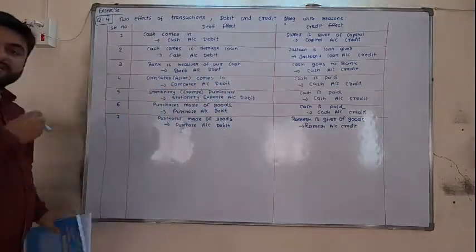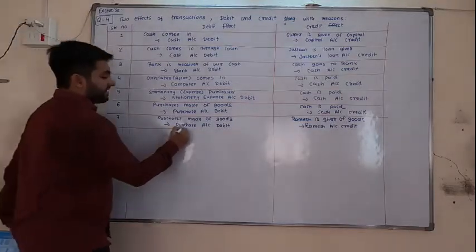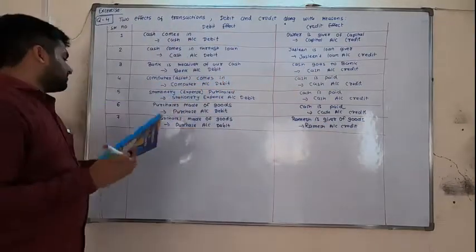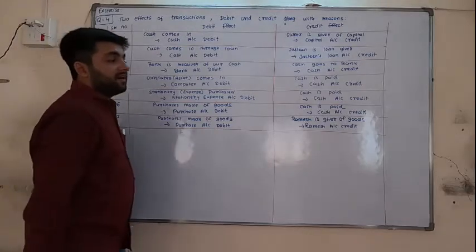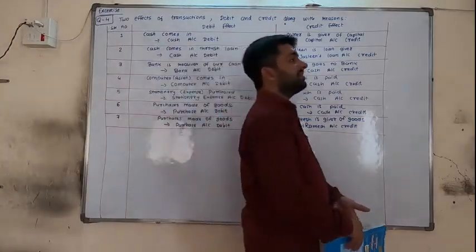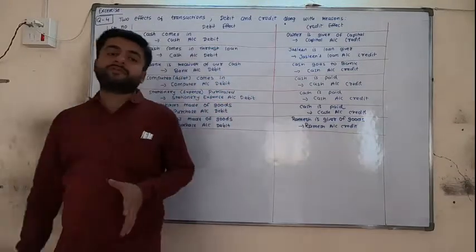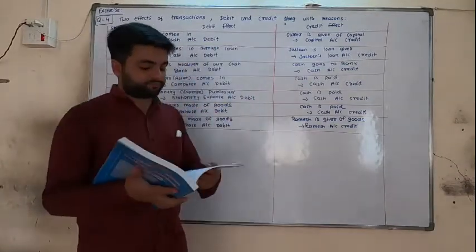A simple thing is only to be remembered. In transaction number 6 and transaction number 7, both transactions purchases are made, but in the 6th transaction no name was given, nothing was given, so cash is being paid. Whereas in the 7th transaction the name Ramesh is given, so it is treated as a credit transaction and Ramesh is only the giver of goods. We are not paying him anything, so only Ramesh account should be credited.